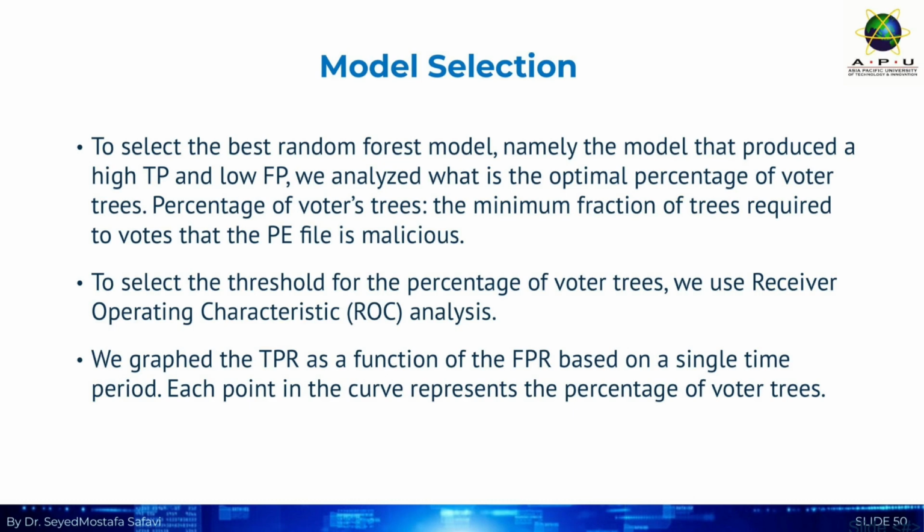How do we select the best model? We want a high true positive rate, catching bad files, and a low false positive rate, not accidentally blocking a good file. Voter trees. They use the concept of percentage of voter trees, which is the minimum fraction of the 2,000 trees required to vote malicious to flag the file. ROC analysis. They used a receiver operating characteristic, ROC curve, to plot the true positive rate versus the false positive rate to find the perfect balance.